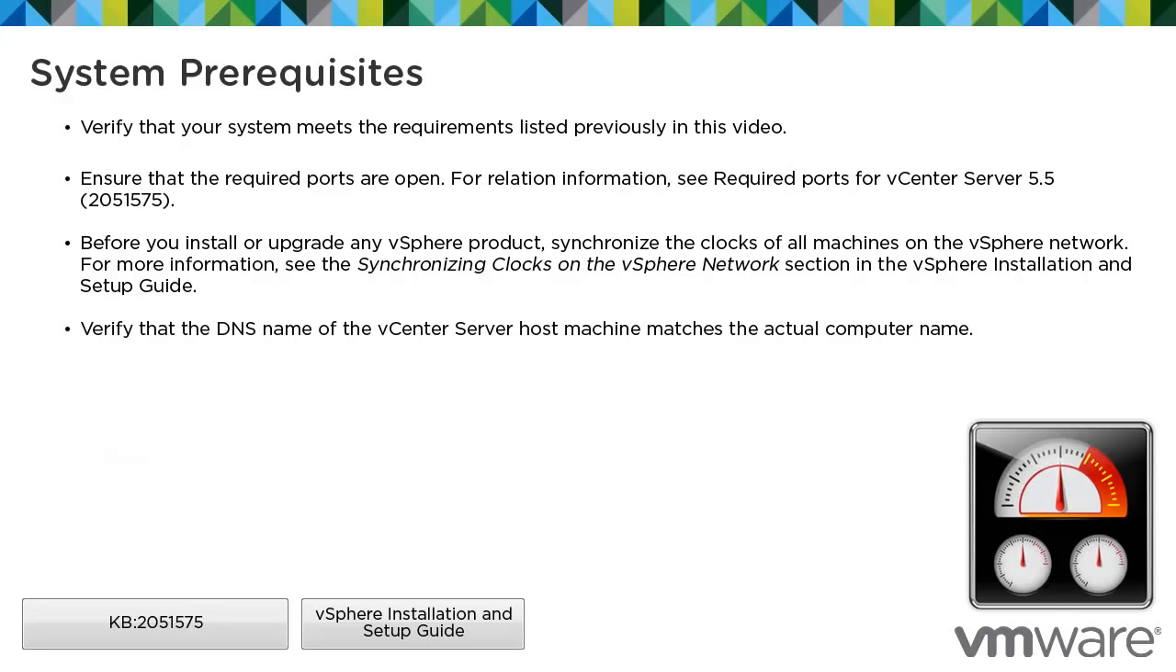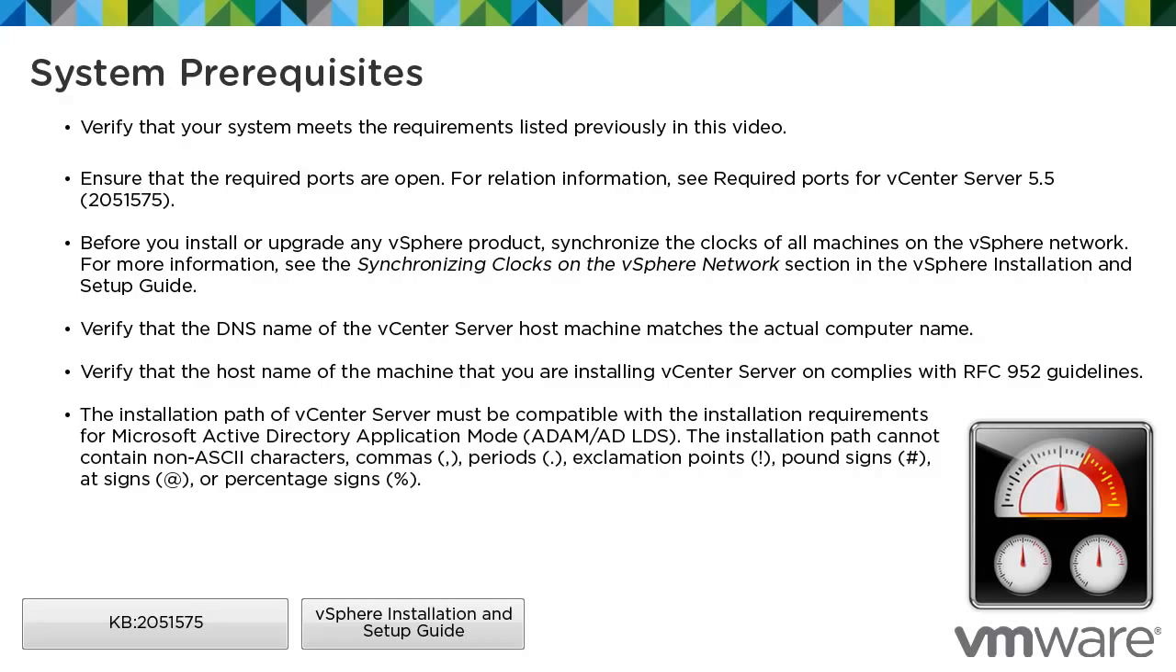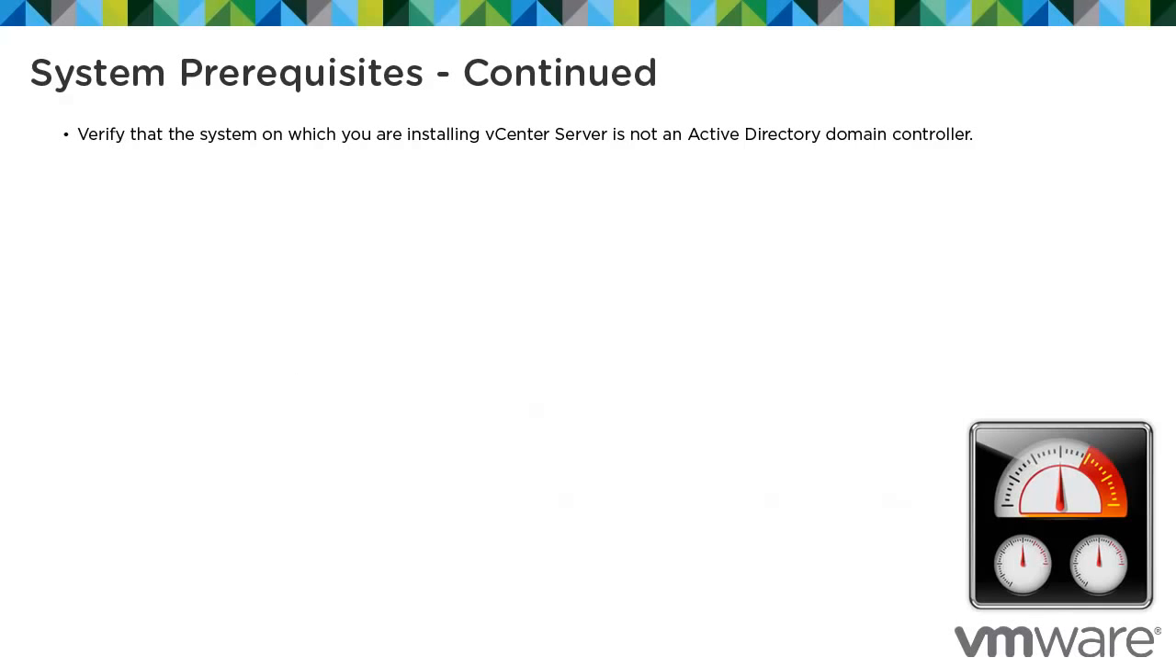Verify that the DNS name of the vCenter Server host machine matches the actual computer name. Verify that the host name of the machine that you're installing vCenter Server on complies with the RFC 952 guidelines. The installation path of vCenter Server must be compatible with the installation requirements for Microsoft Active Directory Application Mode. The installation path cannot contain non-ASCII characters, commas, periods, exclamation points, pound signs, @ signs, or percentage signs. Verify that the system on which you are installing vCenter Server is not an Active Directory domain controller.